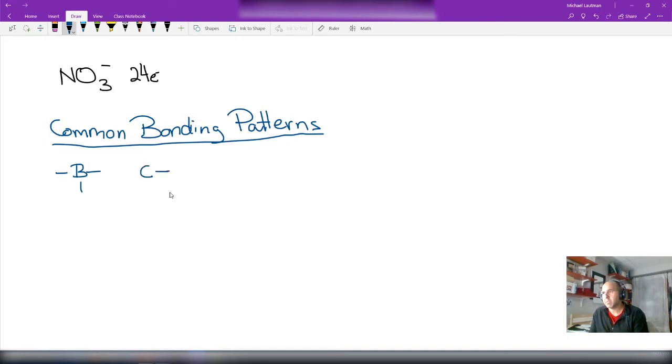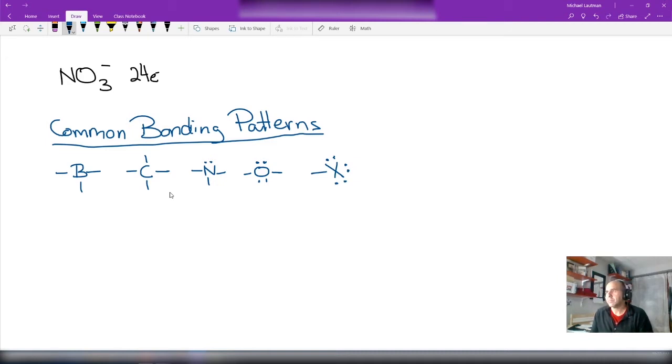Carbon, typically a neutral carbon atom has 4 bonds. Nitrogen, 3 bonds and 2 lone pairs. Oxygen, 2 lone pairs and 2 bonds. And then I'm going to use X because all the halogens are the same: 3 lone pairs and 1 bond. All right. So that's the start of this.